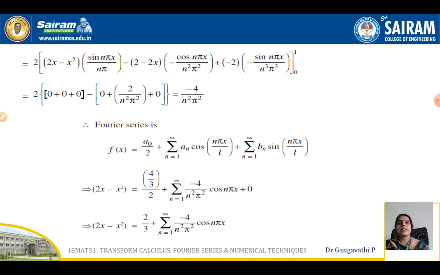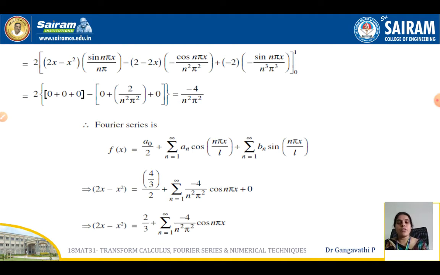Integration by parts or integration by Bernoulli's rule can be done. Here the 2 outside is there as it is. First function as it is, integration of the second function; differentiation of this is 2 minus 2x, and integration of this is minus cos n pi x by n square pi square. Again differentiation of this is minus 2, and integration of this is minus sin n pi x by n cube pi cube. The next term will become 0, so we will stop the procedure at this stage, and everything has been evaluated between the limits 0 and 1. Now substitute the upper limit minus the lower limit.